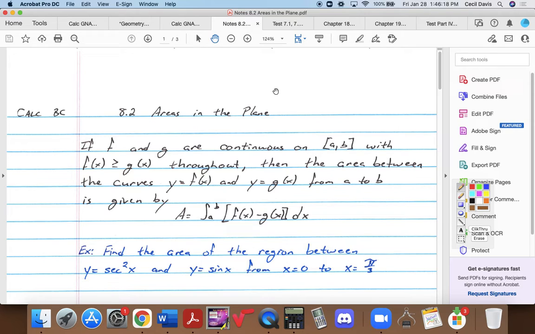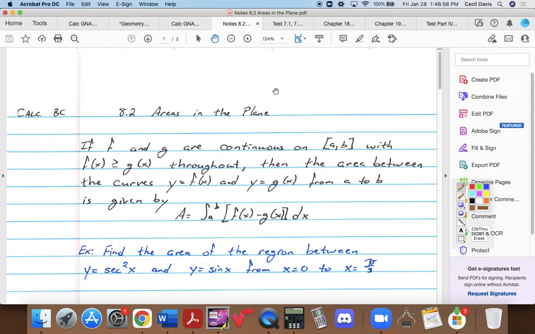All right, so today we're going to look at a different application of using the definite integral called areas in the plane. We've done stuff with area where we found the area underneath a graph to the x-axis. But here what we're going to be doing is finding the area in between two functions. So if f and g are continuous on the closed interval from a to b, with f of x greater than or equal to g of x throughout, then the area between those two curves from a to b is given by the integral from a to b of f of x minus g of x.